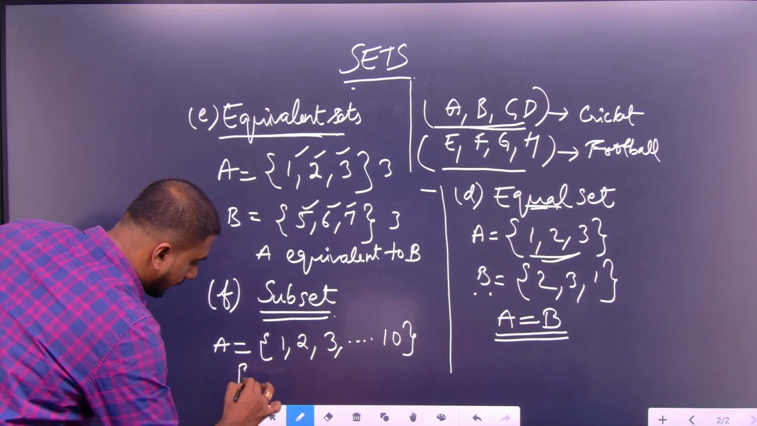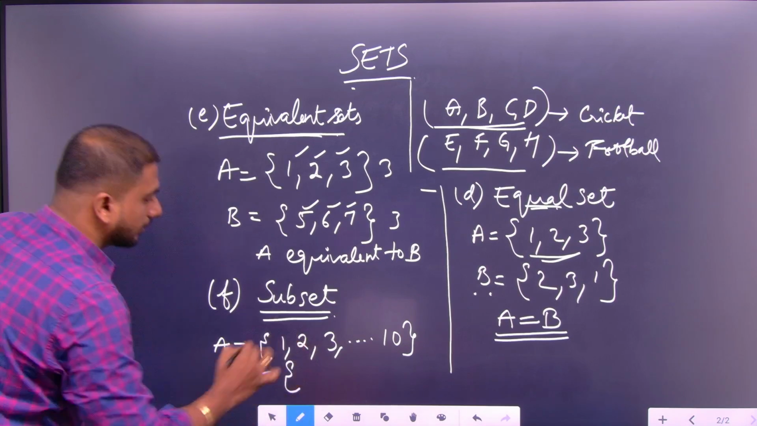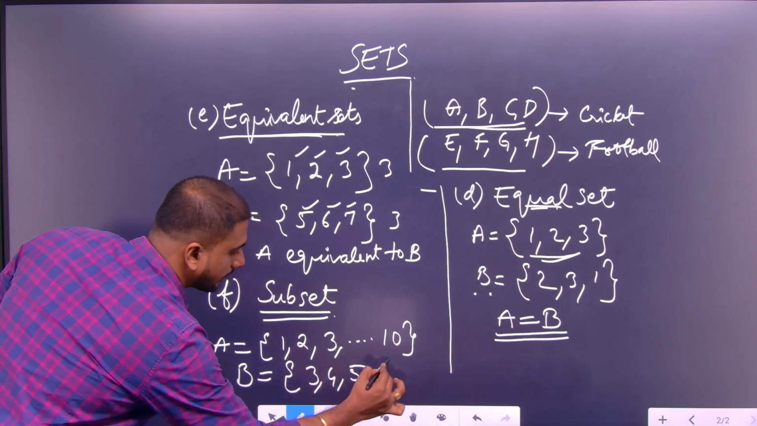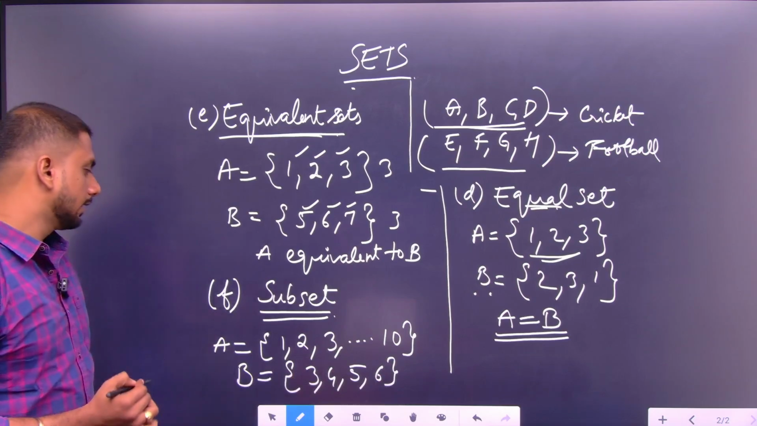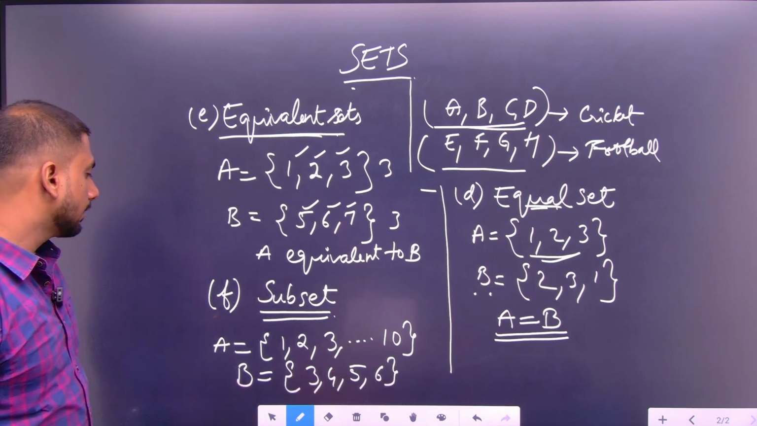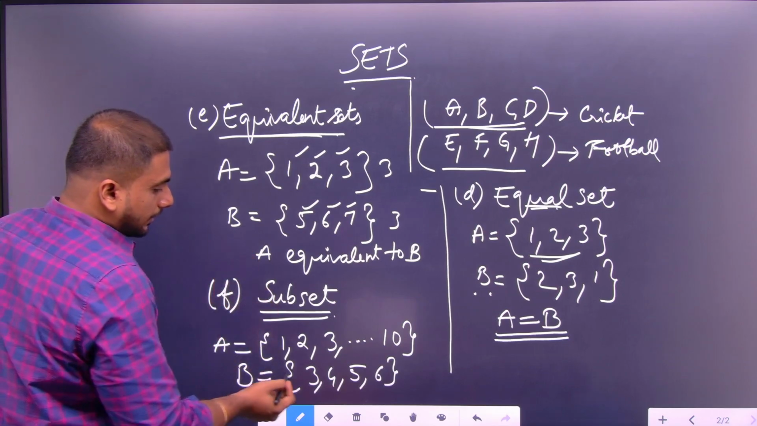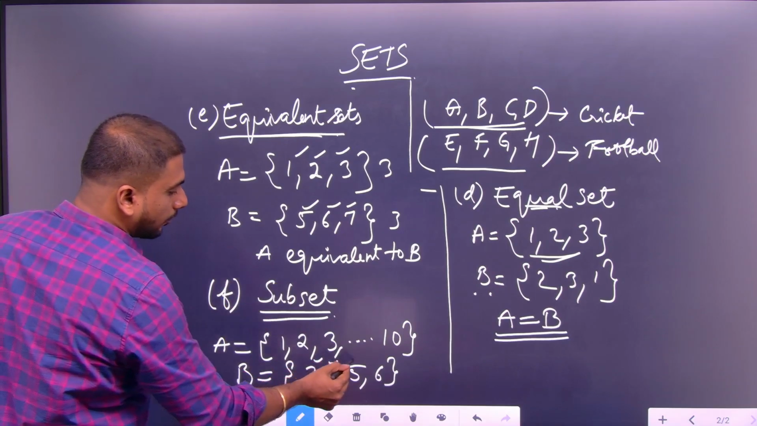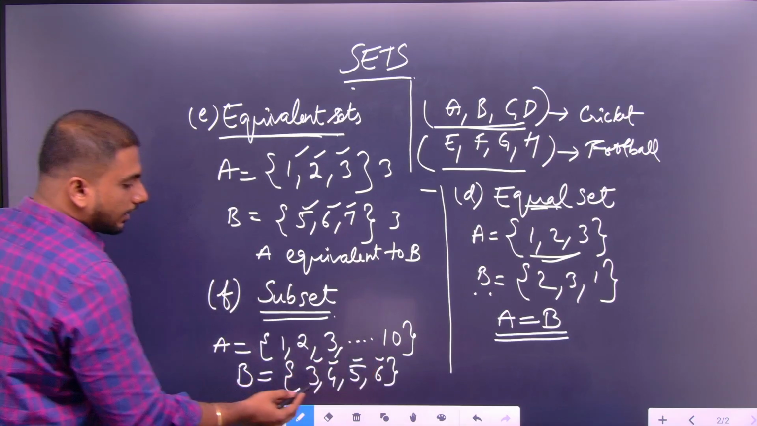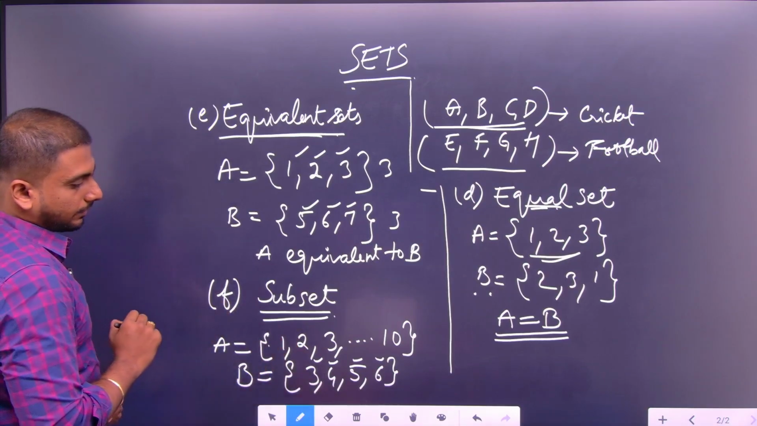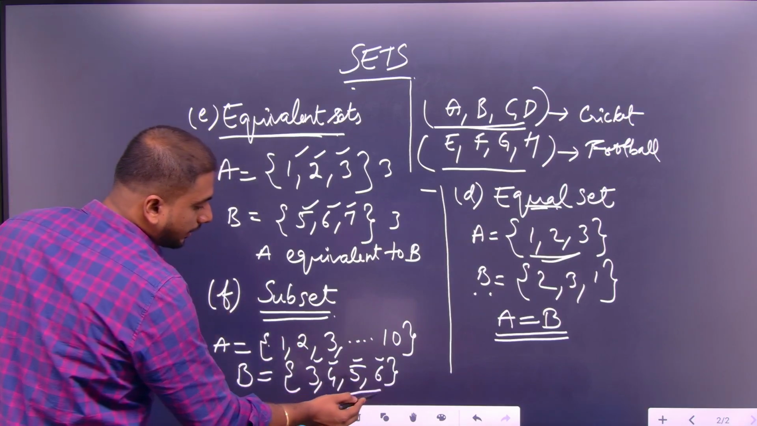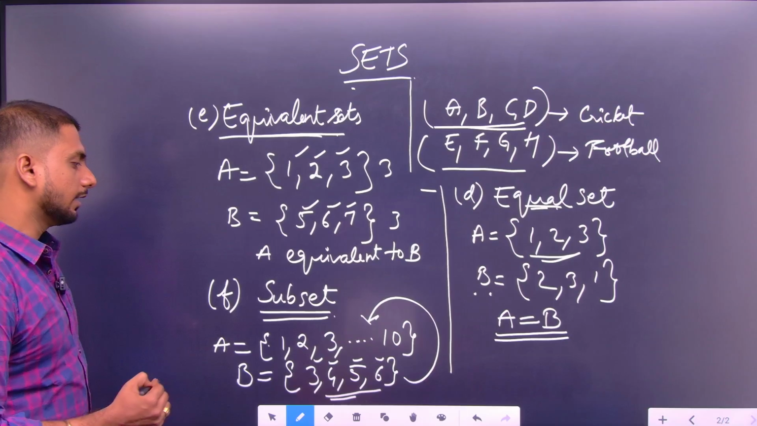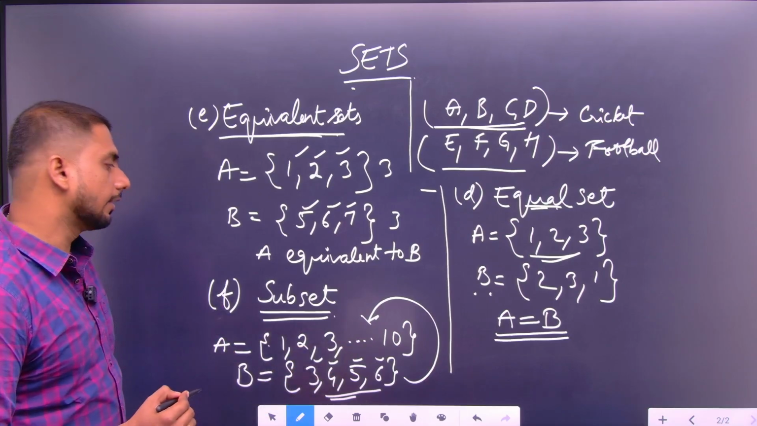Now let's take another set B such that it's 3, 4, 5 and 6. Okay. Now in this case, what is the meaning of subset that you can deduce from here? These elements 3, 4, 5 and 6, are these belonging to set A? So these elements are also a part of set A. So these come inside the set A.